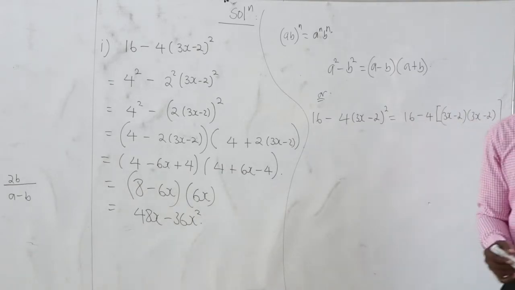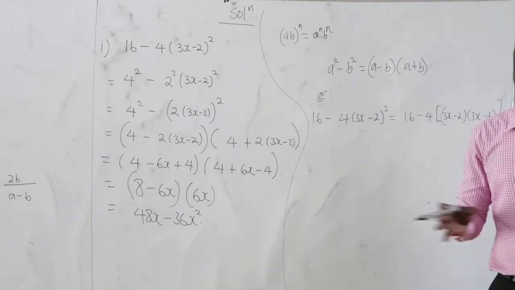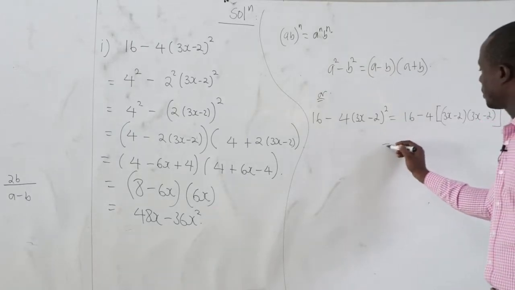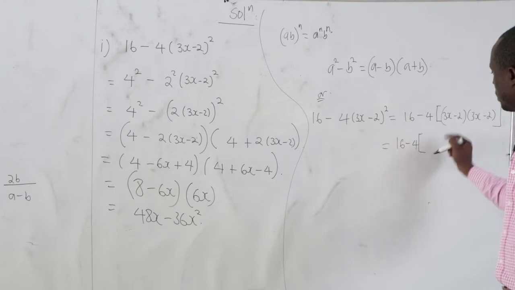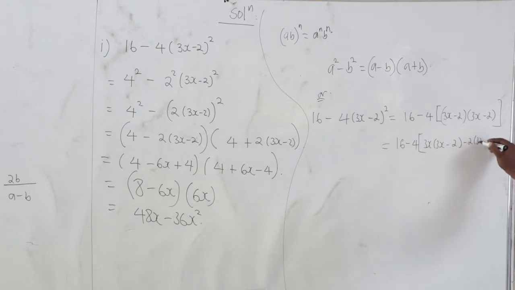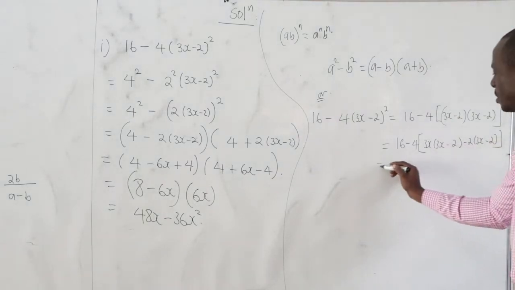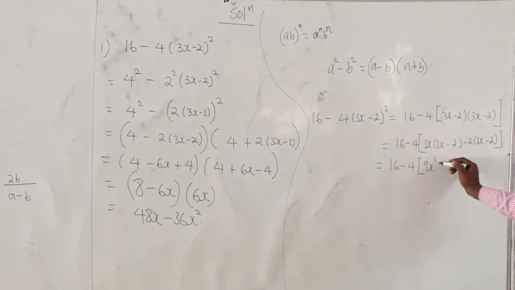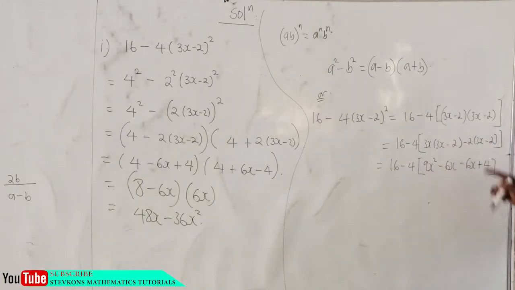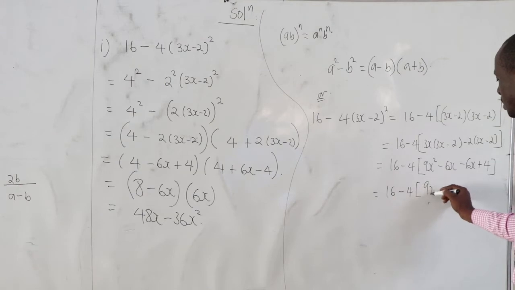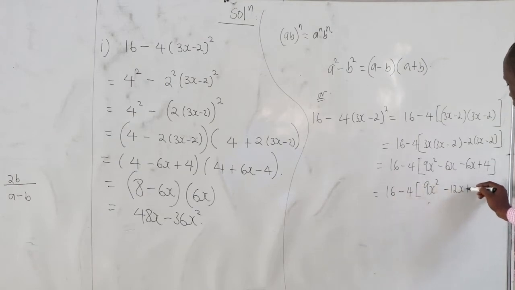Or here we can use (a minus b) all squared, which is a squared minus 2ab plus b squared. I don't want to use that. I want to take my time for you to understand better. So this is just 16 minus 4. Now expanding this, we have (3x minus 2) times (3x minus 2). Multiplying out, we have 9x squared minus 6x minus 6x plus 4. Negative and negative, positive. Now this will give us 9x squared minus 12x plus 4.